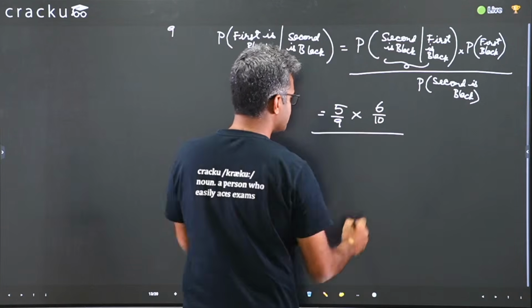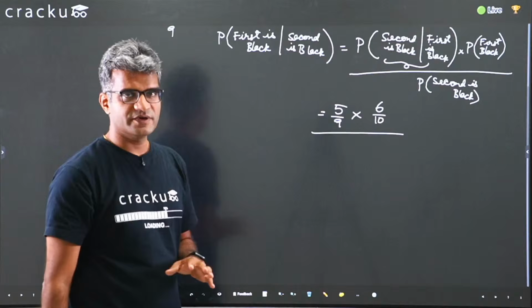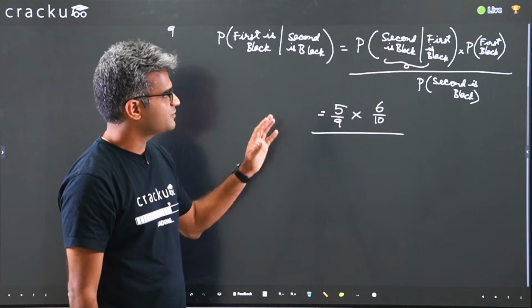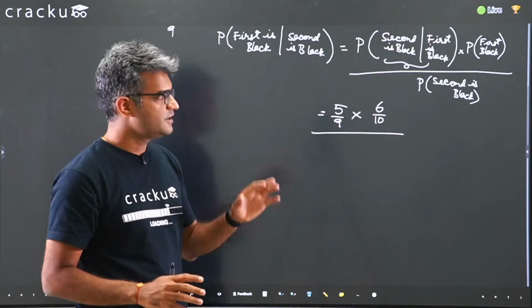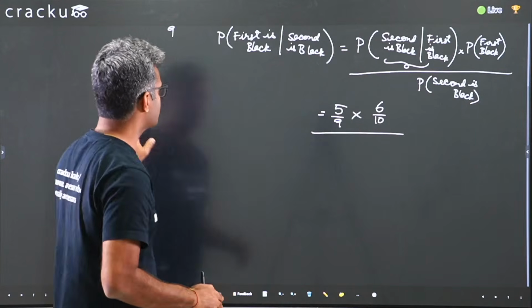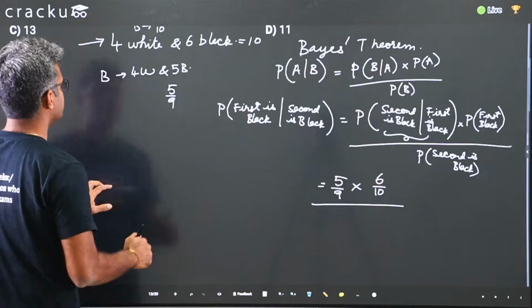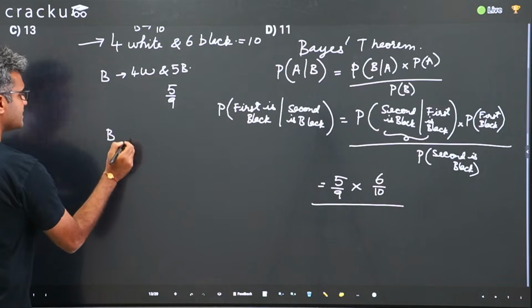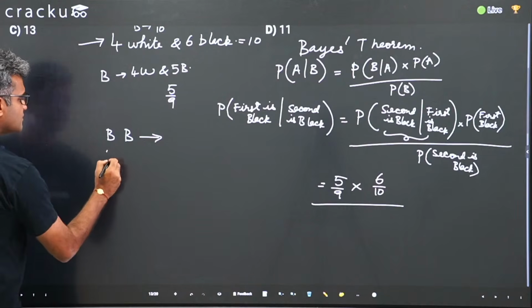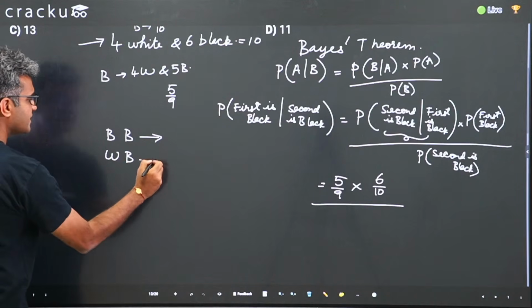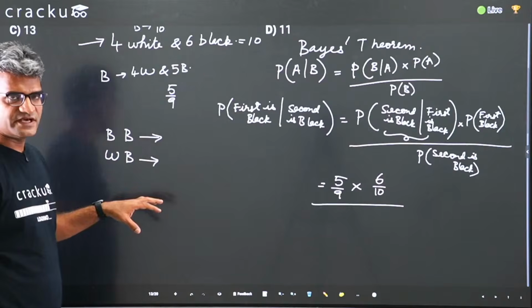Now we need to calculate the denominator. And what is the denominator? We have to calculate the probability that the second ball is black. In all the scenarios, what is the probability that the second ball is black? Now there are 2 cases for that. Either the first ball is black and the second ball is black, or the first ball is white and the second ball is black. In both of these scenarios, the second ball is black.